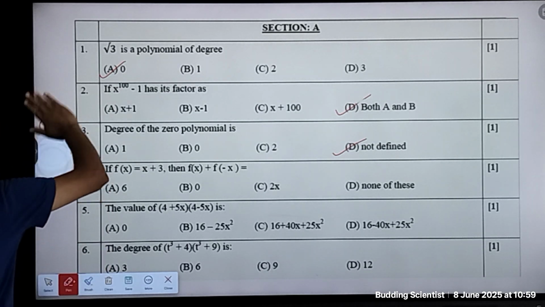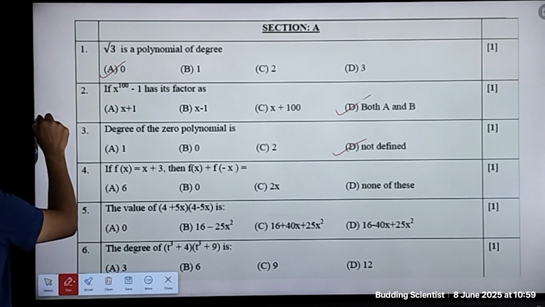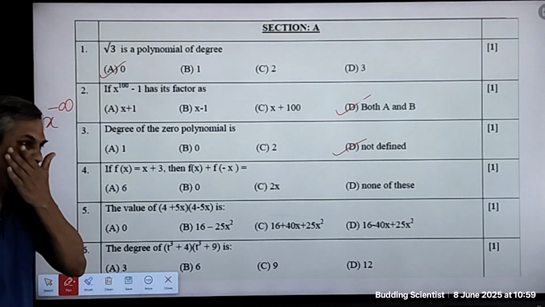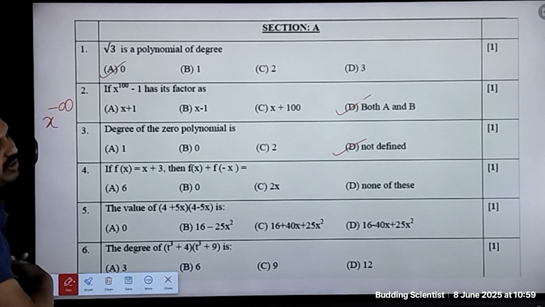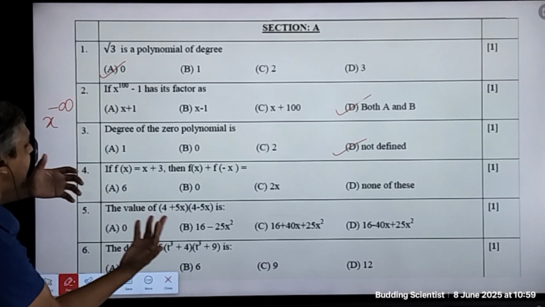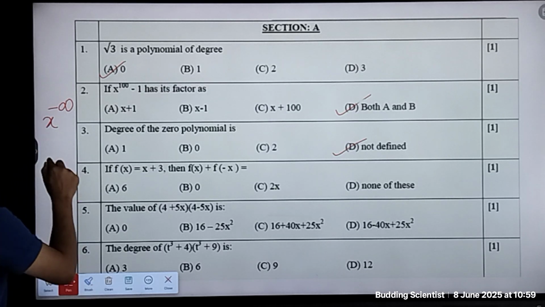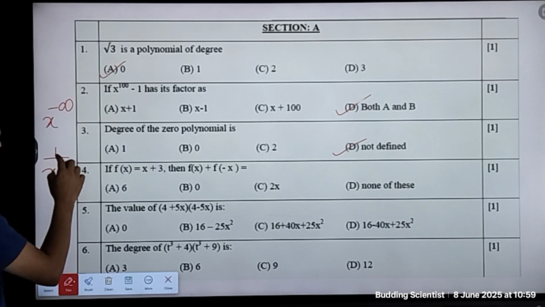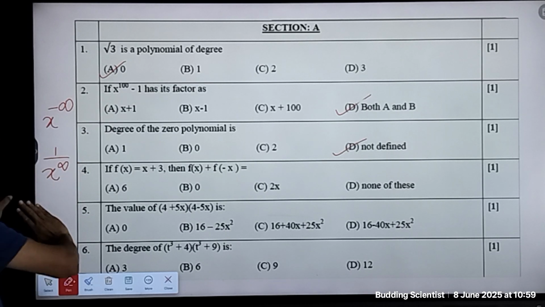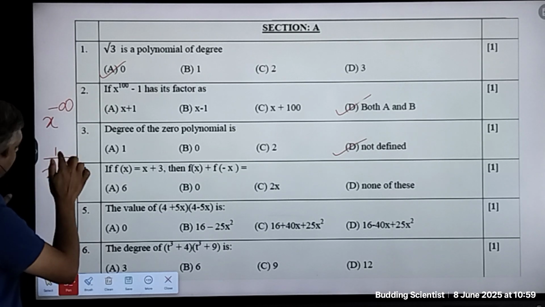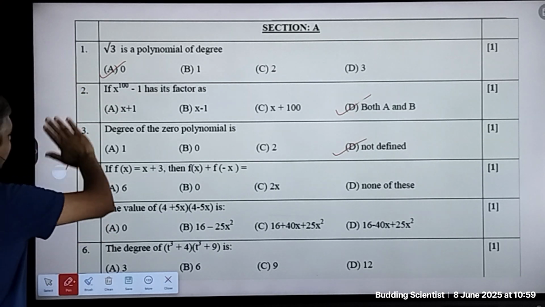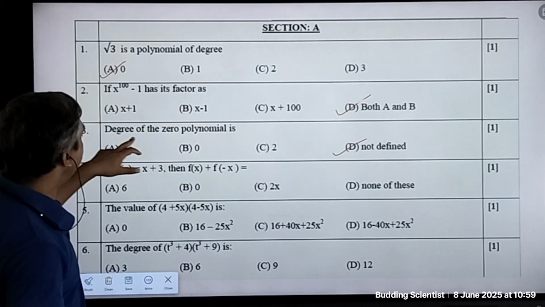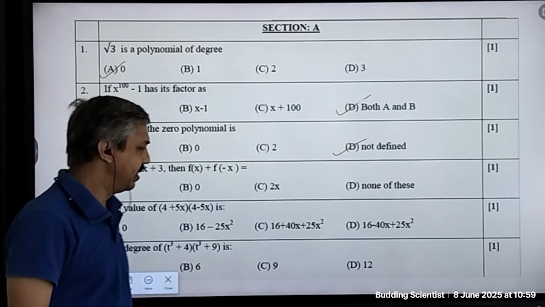There is one more answer possible. What if the polynomial is x raised to minus infinity? We know by the logic, infinity is an extremely large number. Minus infinity is an extremely large negative number. Negative power is 1 upon x raised to infinity. And 1 upon x raised to infinity will be an extremely large number. So 1 upon an extremely large number will be 0. So this becomes 0 even in this case. But we don't want to go with so much technicality. All you need to do is remember that the degree of 0 polynomial is not defined.